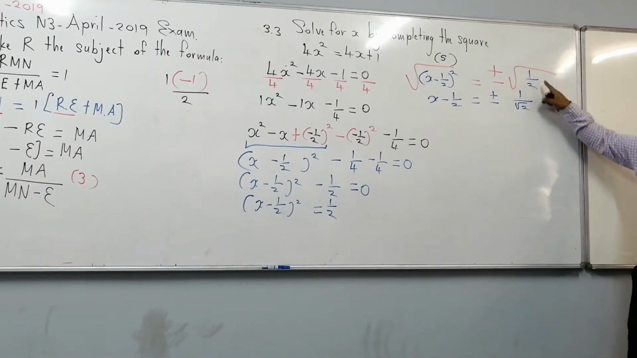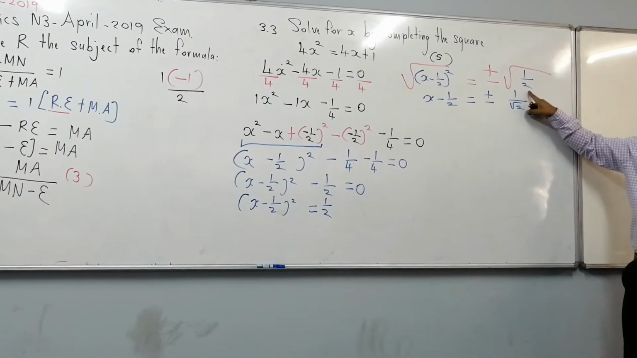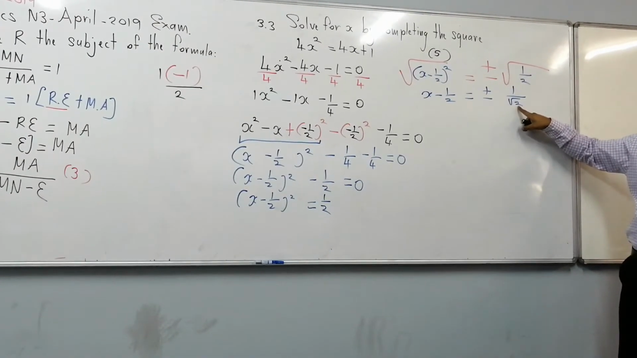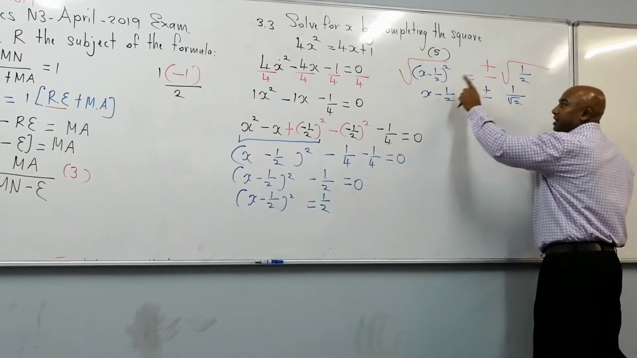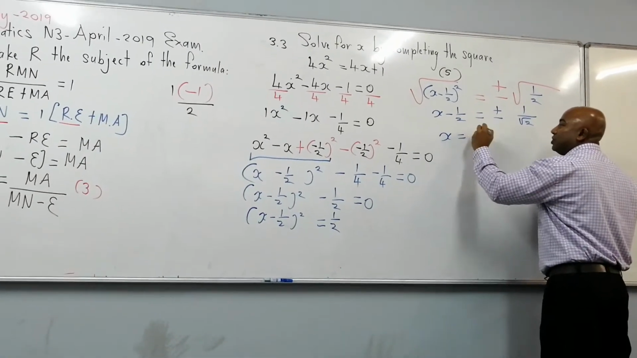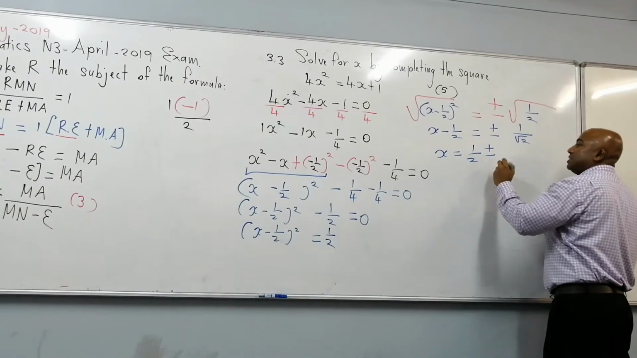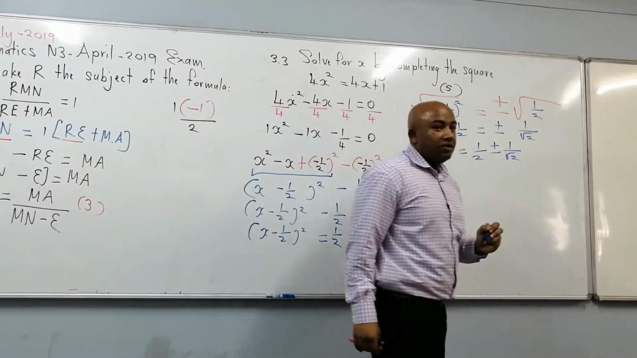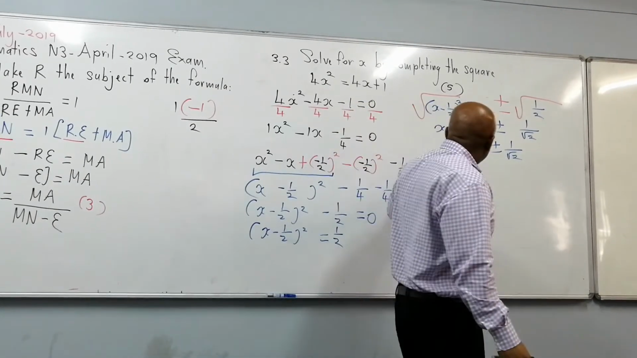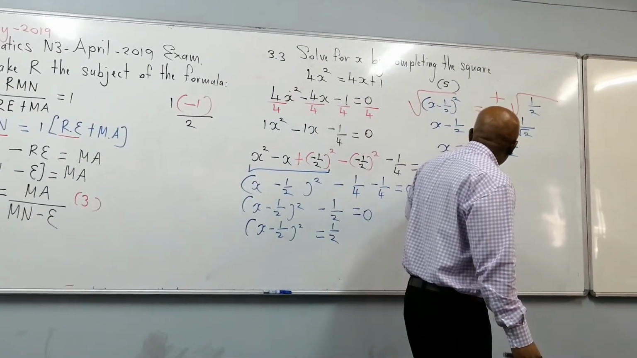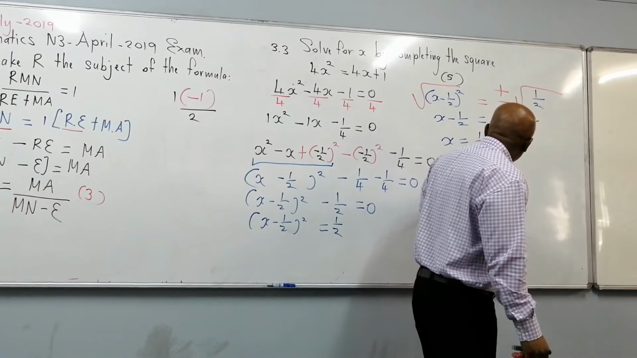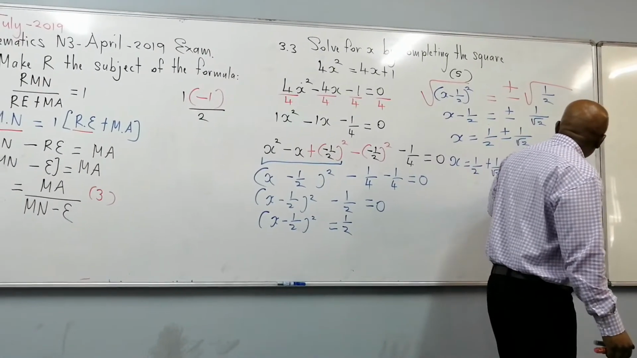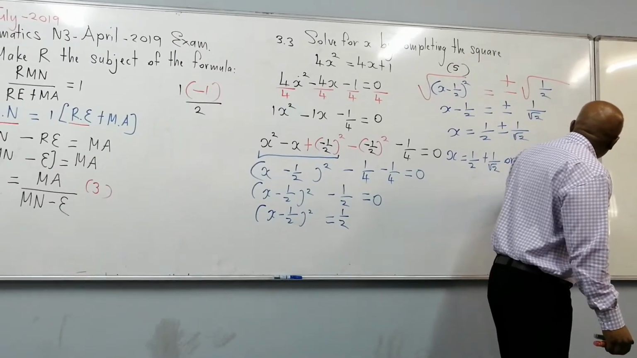So what happened here? I found the square root of the numerator, square root of the denominator. The square root of 1 is 1, the square root of 2 is the square root of 2 without a calculator. So here, if I take this to the right, x is equal to 1 over 2 plus or minus 1 over root 2. So what does this mean now? It means that x is equal to 1 over 2 plus 1 over root 2, or x is equal to 1 over 2 minus 1 over root 2.